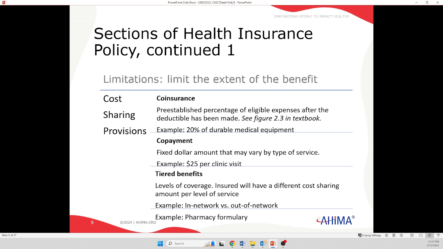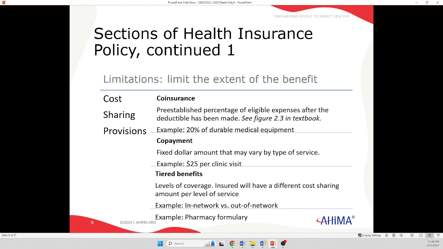Tiered benefits, those are usually seen with your drugs. Those are levels of coverage, and it's based on the insurance that you have. It can also be based on in-network versus out-of-network. And this is like a pharmacy formulary where certain drugs are allowed that they will pay for and certain drugs are not. Another thing that's under limits can be prior authorization or pre-approval that you must get before services are provided.